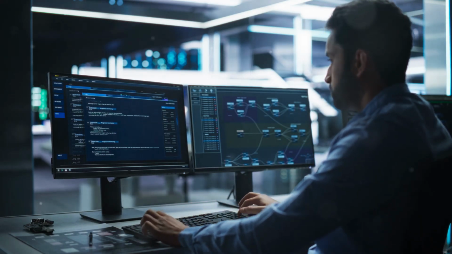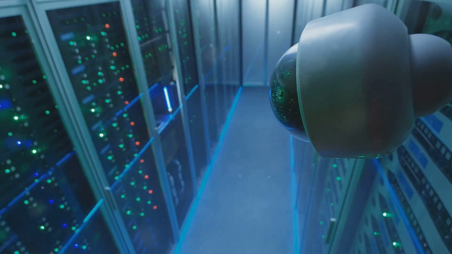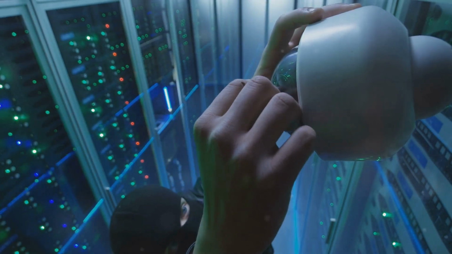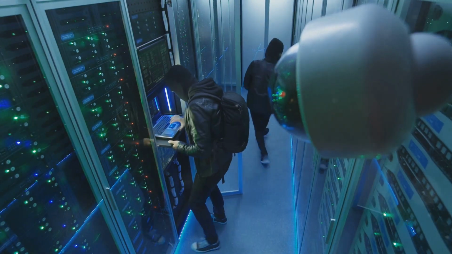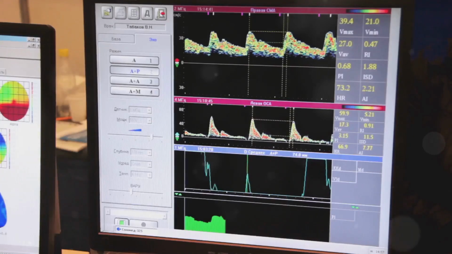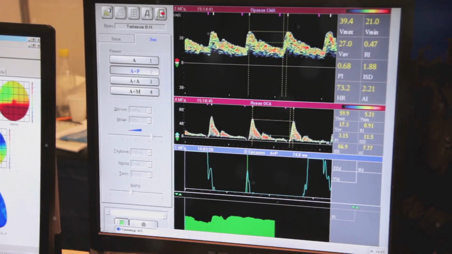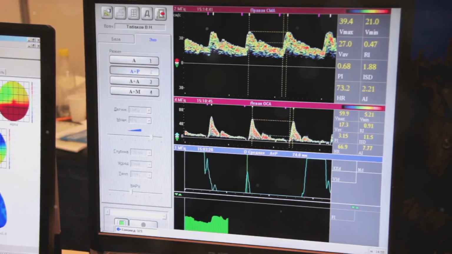Section 5. Choosing the right EDR solution. Key considerations. With the increasing number of EDR solutions available in the market, choosing the right one for your organization can seem daunting. However, by carefully considering your specific needs and requirements, you can narrow down your choices and select an EDR solution that best aligns with your security posture and budget.